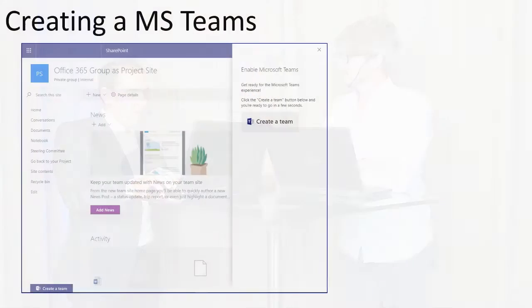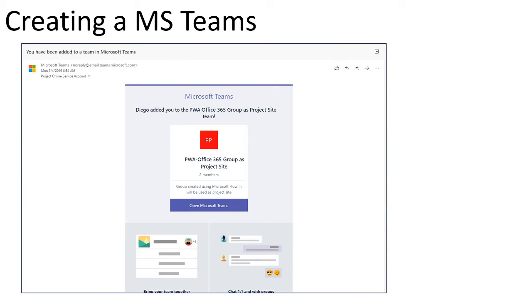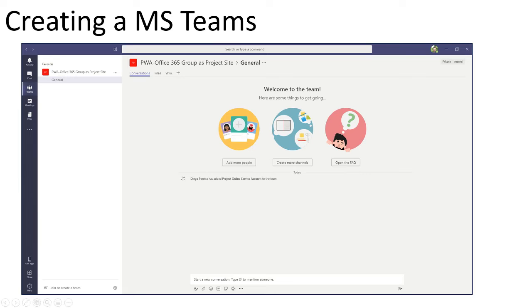So another cool thing that we have is also Microsoft Teams. Yes. So when you create the group, in this example, you can see I have a button, create a team. So you can just click, and then you create a team, and in a few seconds, you get an email saying you are added to this new team, so open your Microsoft Teams, and you'll get everything here. So right now we are using Teams as our main tool here at Proactive.